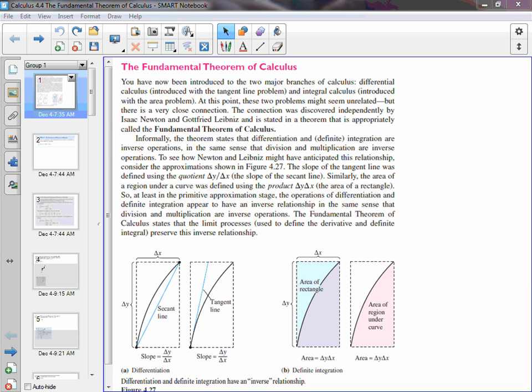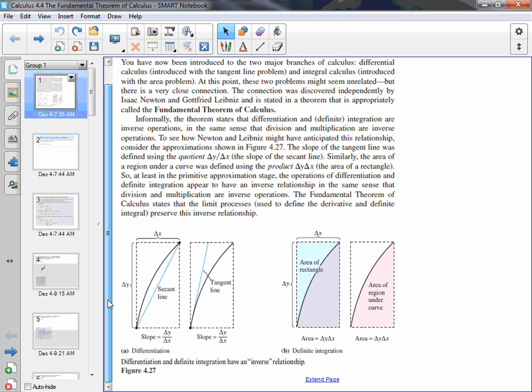So informally, the fundamental theorem of calculus states that differentiation and integration are inverse operations, in the same sense that division and multiplication are inverse operations. To see how Newton and Leibniz might have anticipated this relationship, consider the approximations shown in figure 4.27. So we take a look at these.